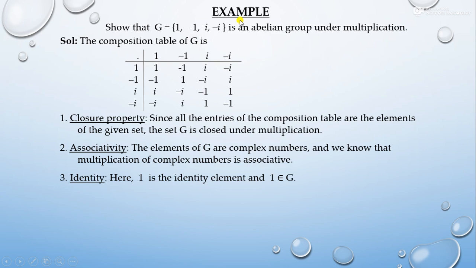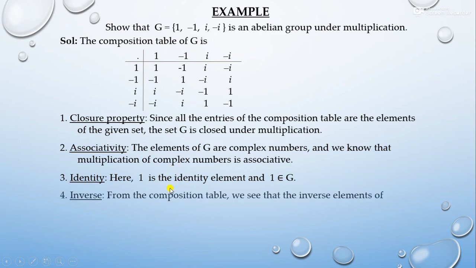Now identity. In multiplication our identity will be 1, and 1 also belongs to G, so we can say that 1 is the identity element. And you can check here also, when you multiply 1 by 1, you get 1. When you multiply minus 1 by 1, you get minus 1. Iota multiplied by 1, and minus iota multiplied by 1, gives minus iota. It means that 1 is the identity of the set here.